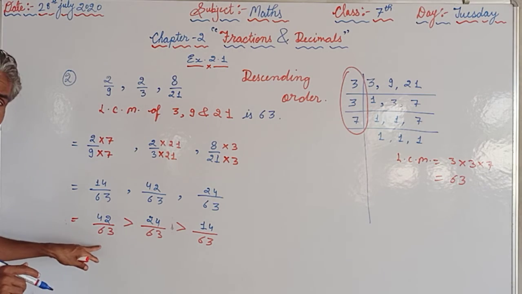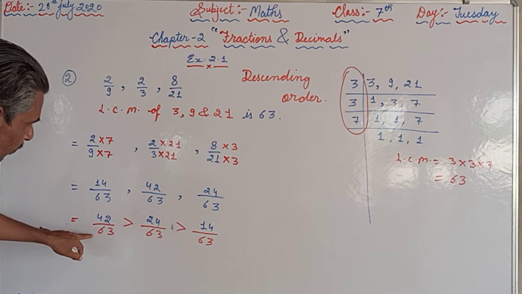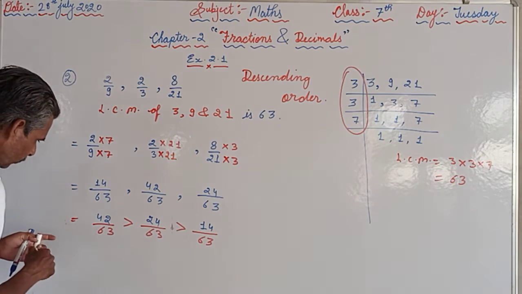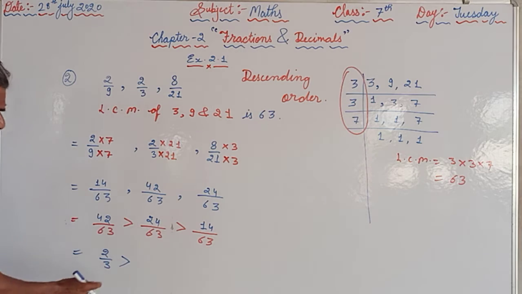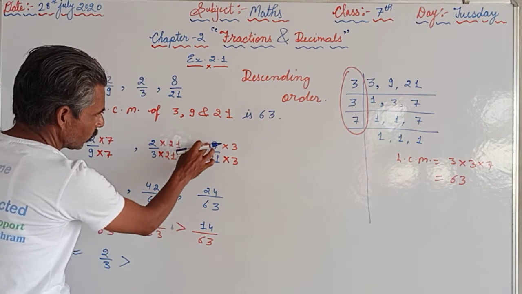Now we will write the answer in the original form. 42 upon 63 is equal to 2 upon 3, so here we will write 2 upon 3. Then 24 upon 63. 24 upon 63 is equal to 8 upon 21.